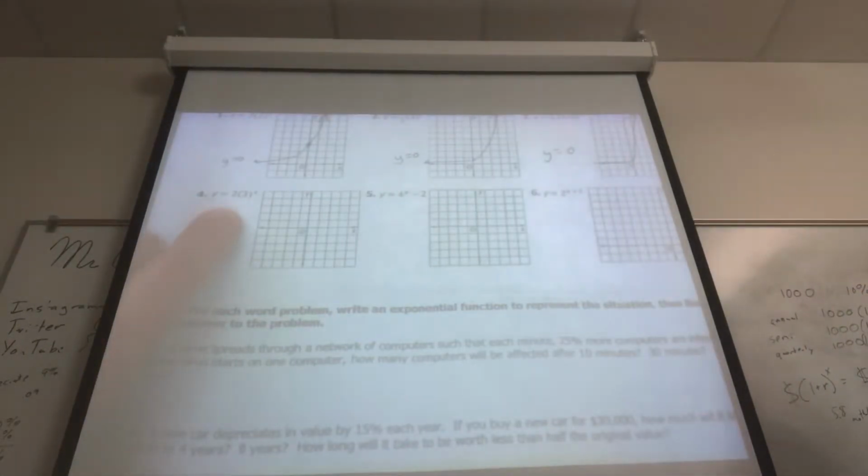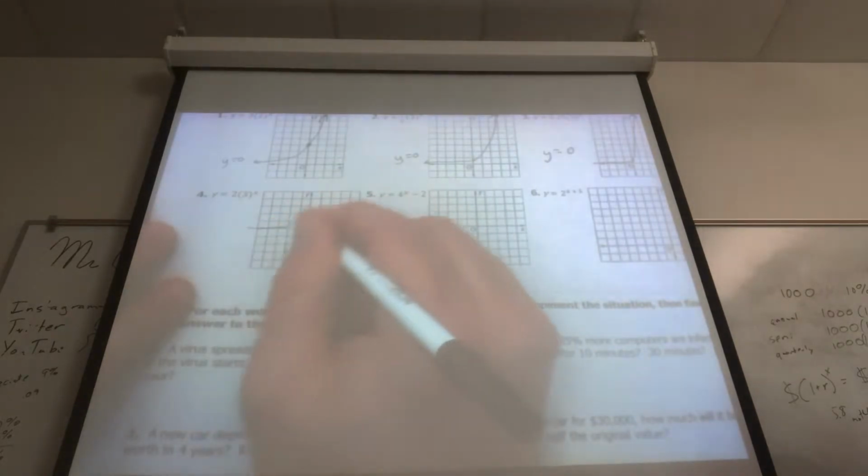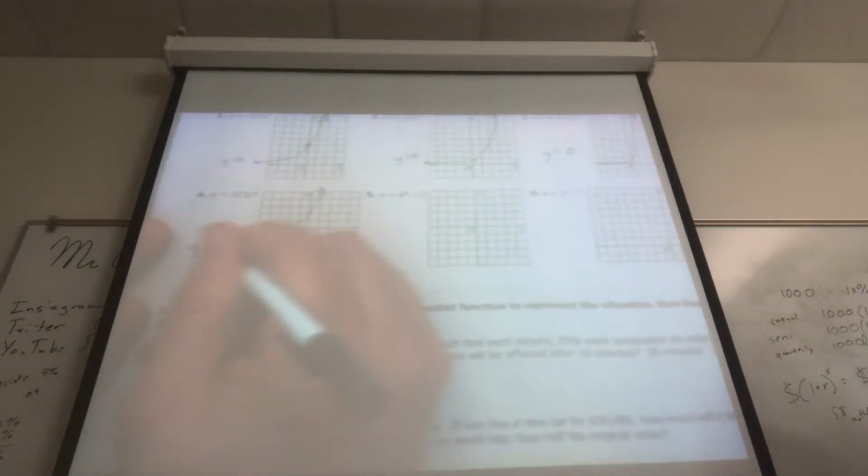On this one, 2 times 3 to the x, this is going to be at 2, and it's going to go curving up like that. Again, we get closer and closer to 0. We never touch it. Our asymptote is y equals 0.